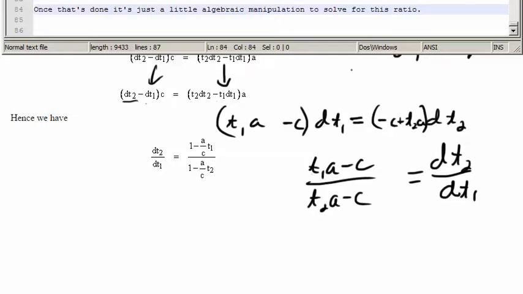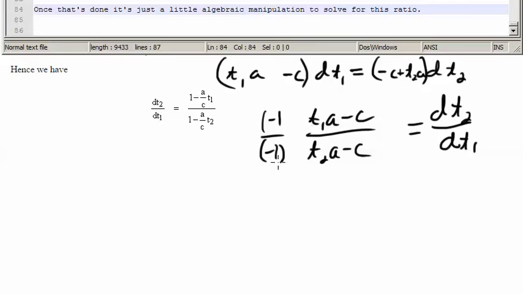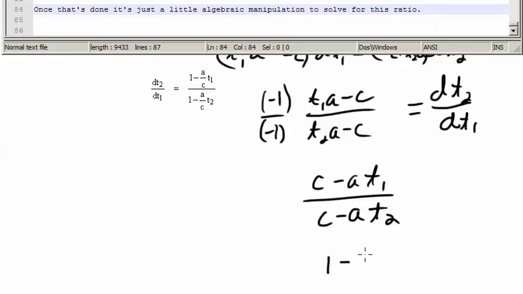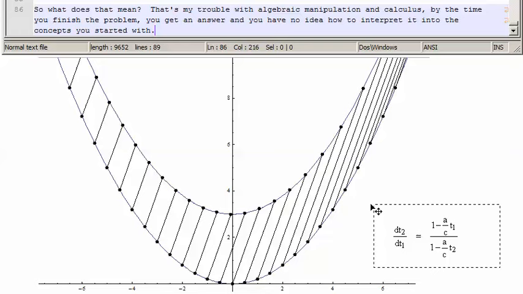And if you want to multiply that by negative 1 over negative 1, you would get c minus at1 over c minus at2. And then divide both by c, and you would get 1 minus a over c t1 divided by 1 minus a over c t2. Voila, that's what we have. So what does that mean? That's my trouble with algebraic manipulation and calculus. By the time I finish a problem, I get an answer, and I usually forget how to interpret it into the concepts that I started with.